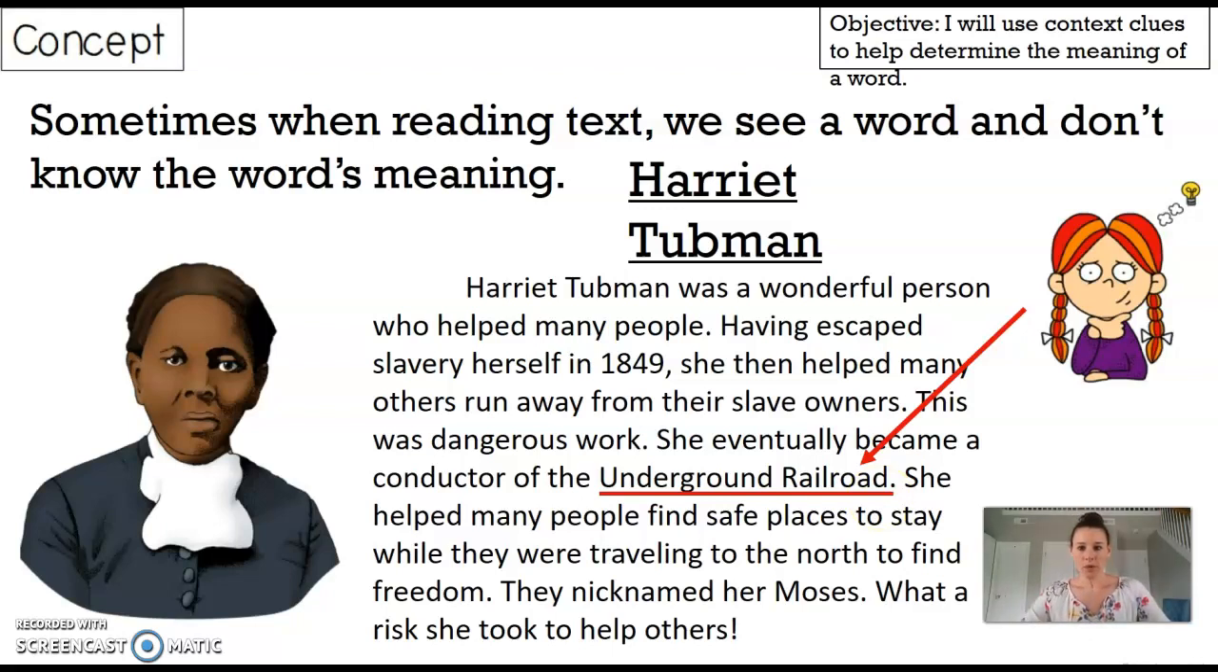Harriet Tubman was a wonderful person who helped many people. Having escaped slavery herself in 1849, she then helped many others run away from their slave owners. This was dangerous work. She eventually became a conductor of the Underground Railroad. She helped many people find safe places to stay while they were traveling to the north to find freedom. They nicknamed her Moses. What a risk she took to help others.